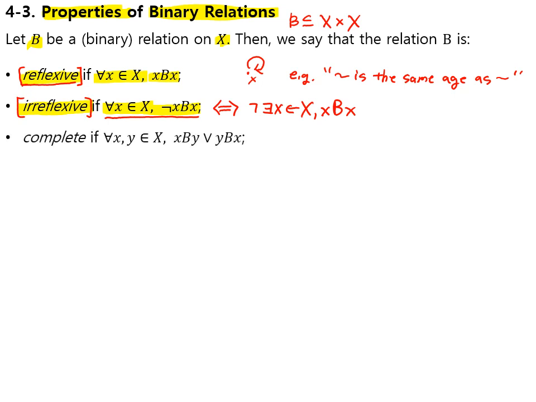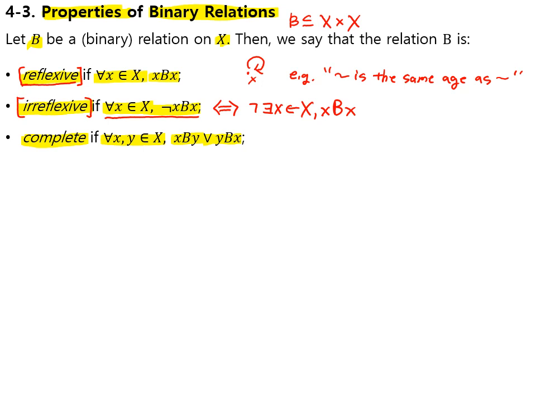We're going to say that a binary relation is complete if for every X and Y, either X bears the relation to Y or Y bears the relation to X.